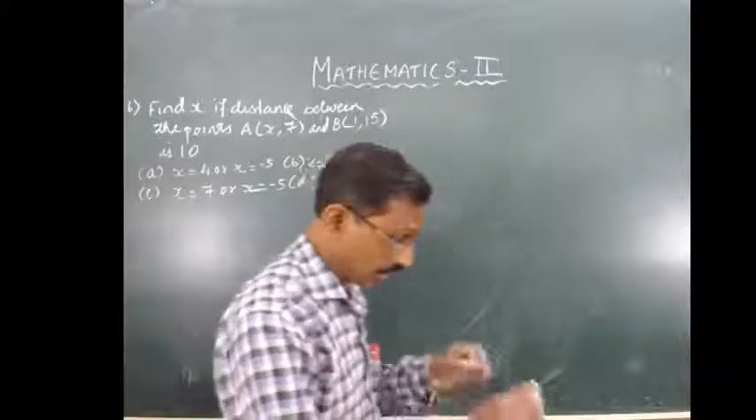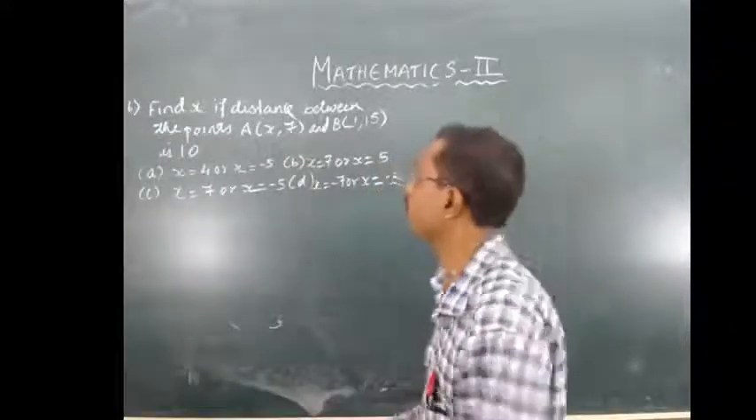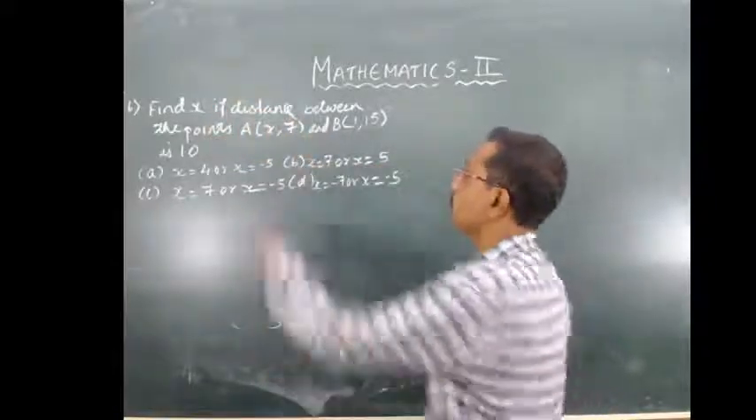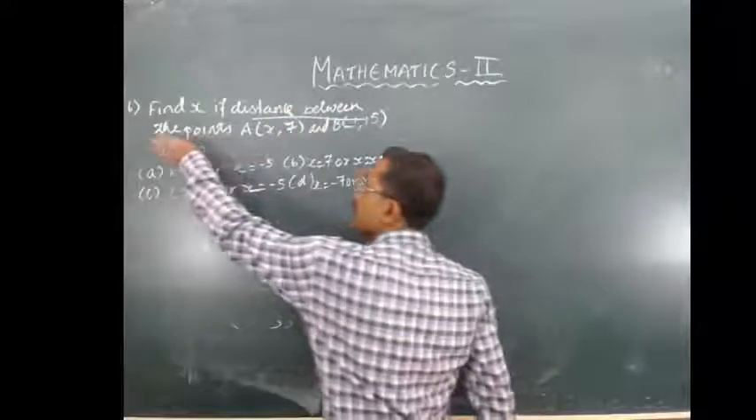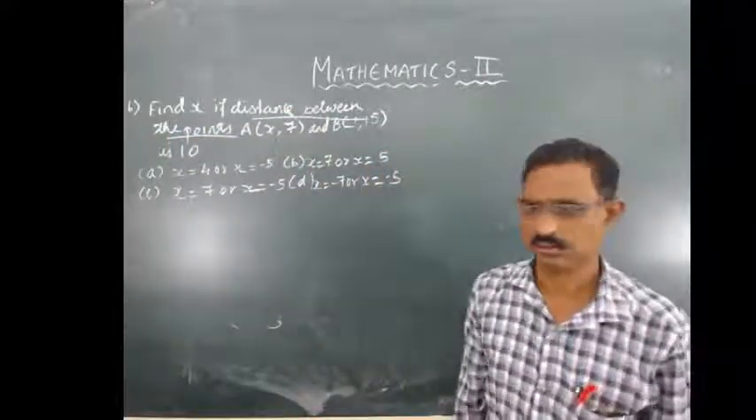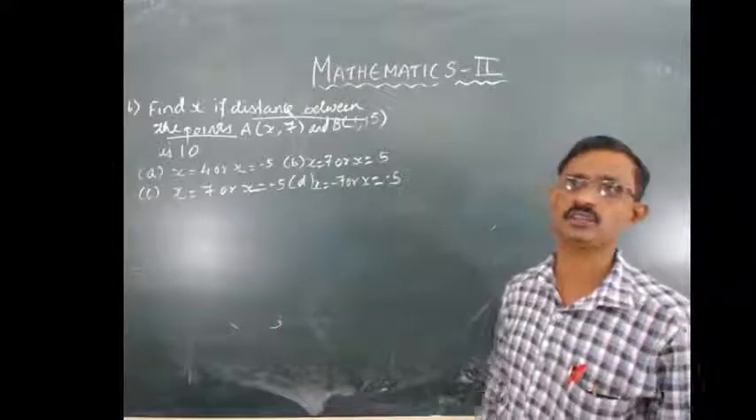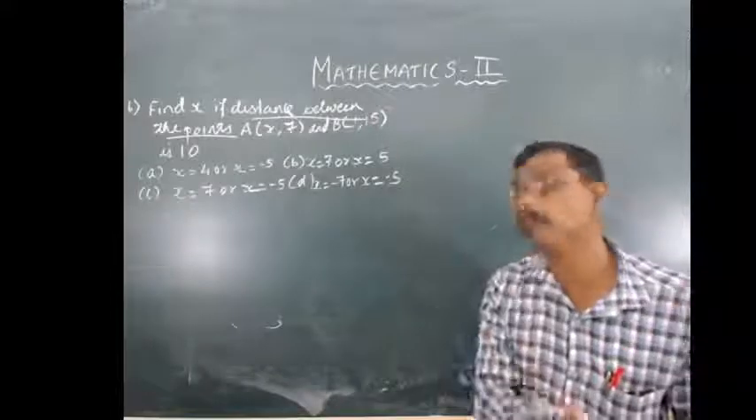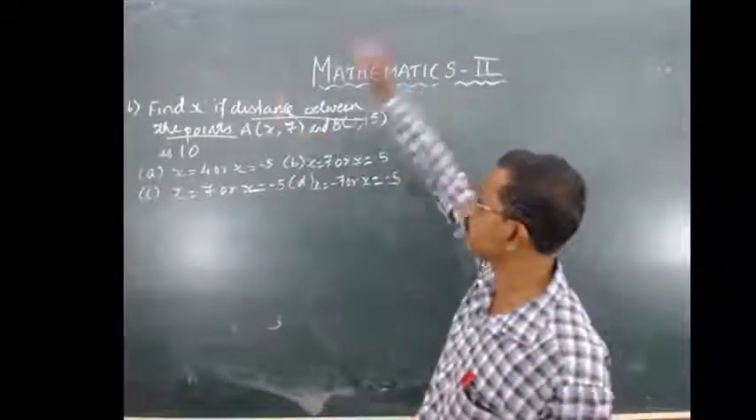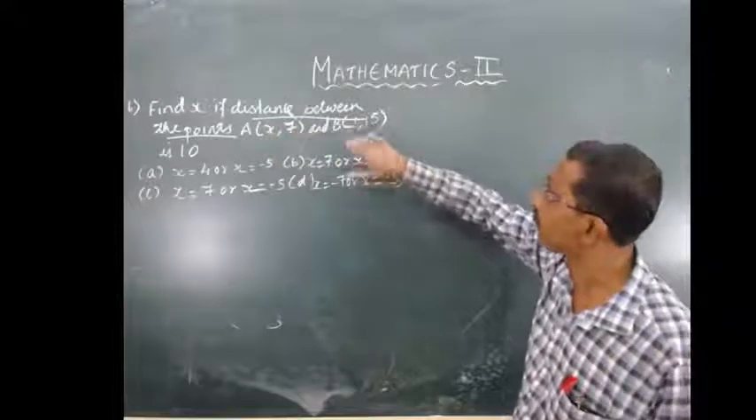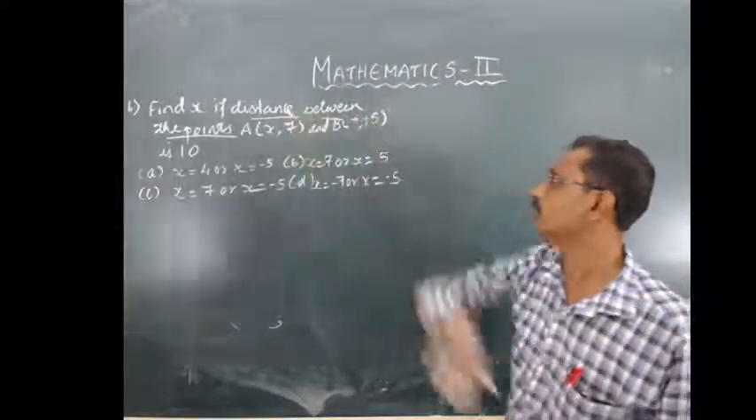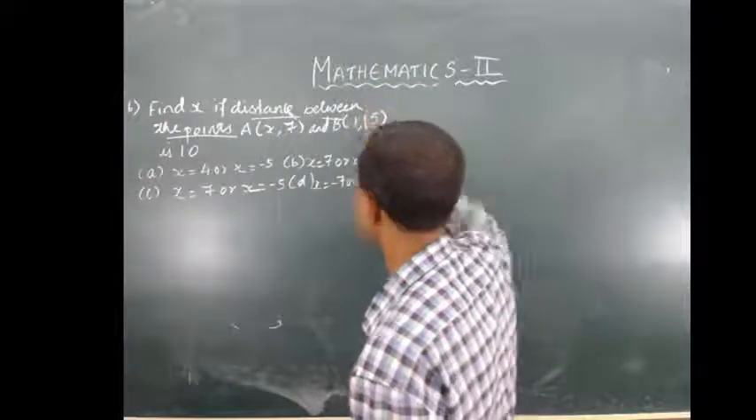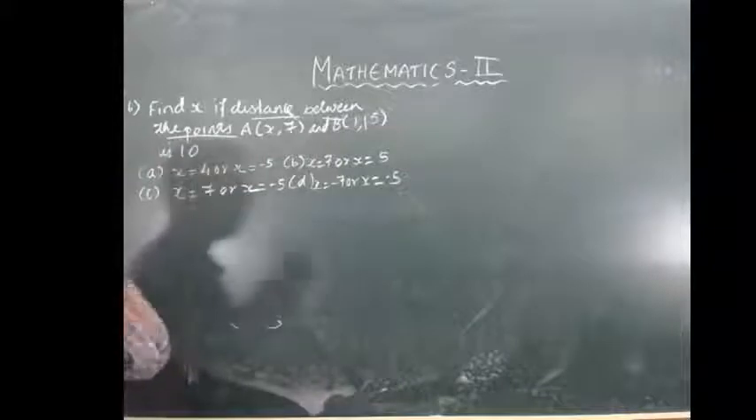As I always say, first read the problem properly, it will solve everything for you. Find x if the distance between the points. Distance between the points tells us that we are following the distance formula. What are the points given to me? A (x, 7), B (1, 15). Let's use the formula for that and let us see.